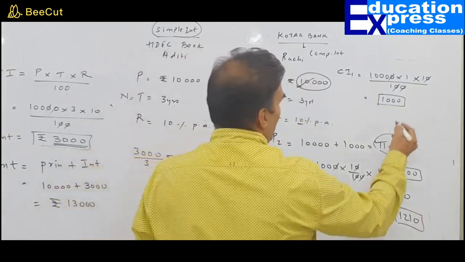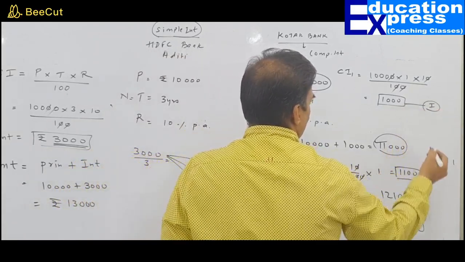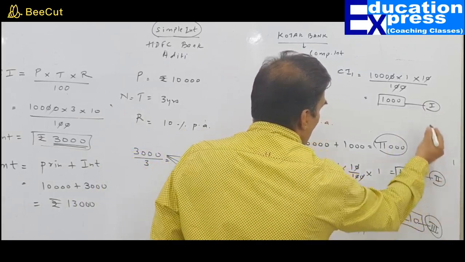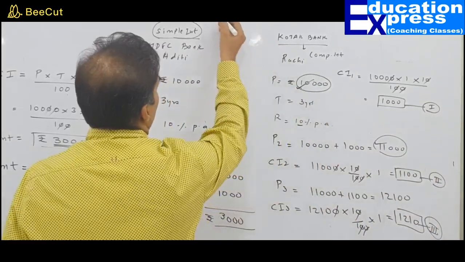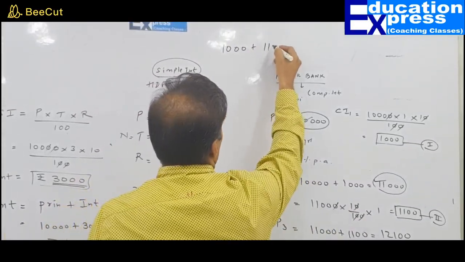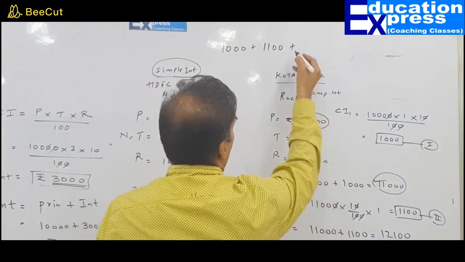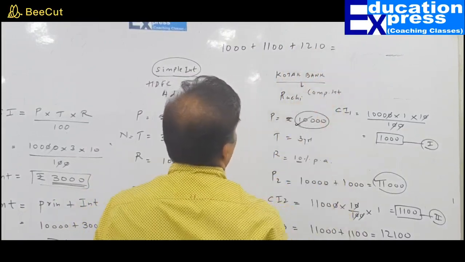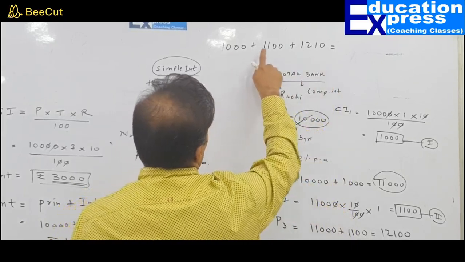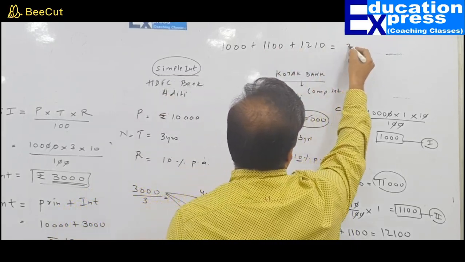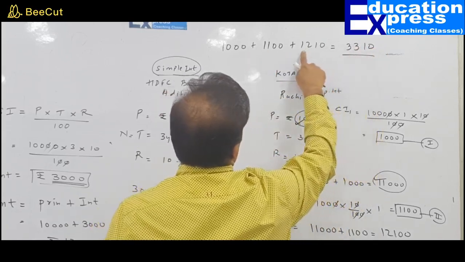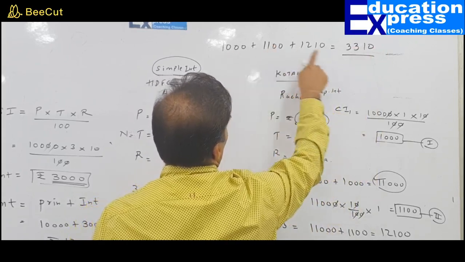Have a look over here. This is interest for the first year. This is interest for the second year. This is interest for the third year. All together, if you put it together, my total interest would be 1000 for the first year, 1100 rupees for the second year, 1210 for the third year. When you add all of them, how much do you get? 3310. Check it out, my dear friends.